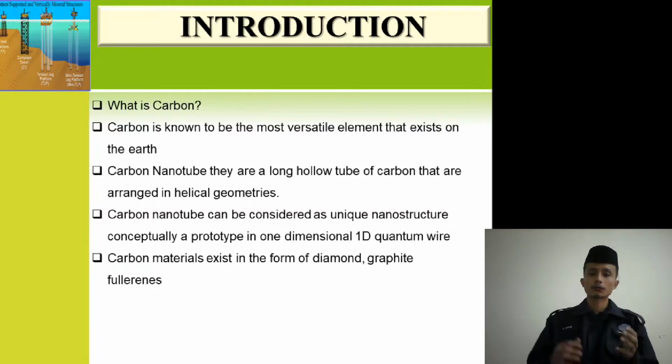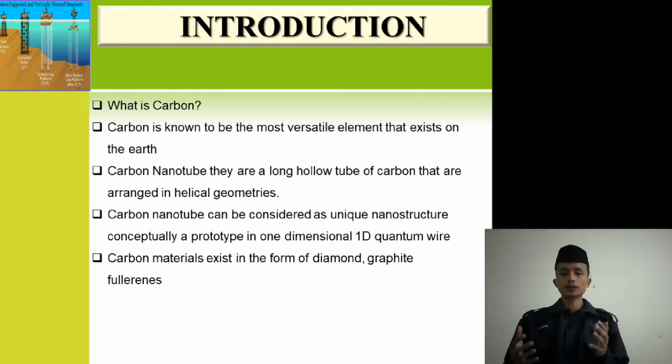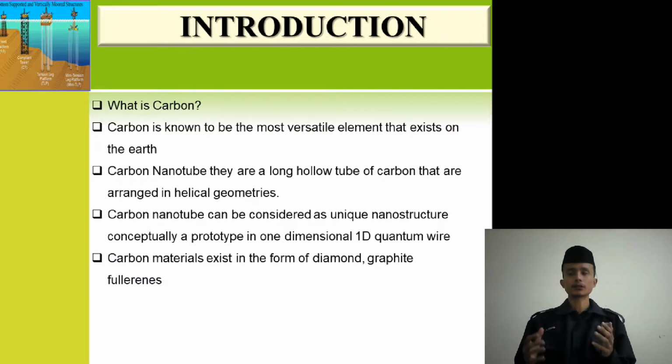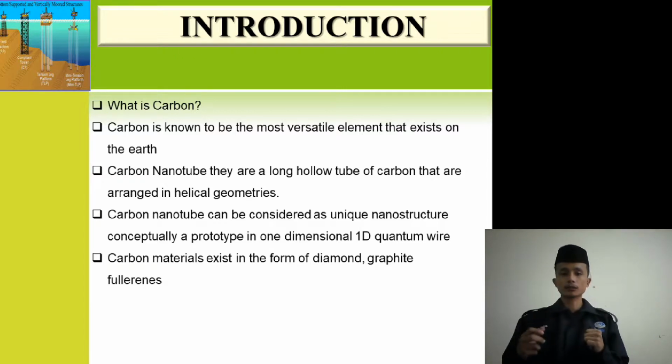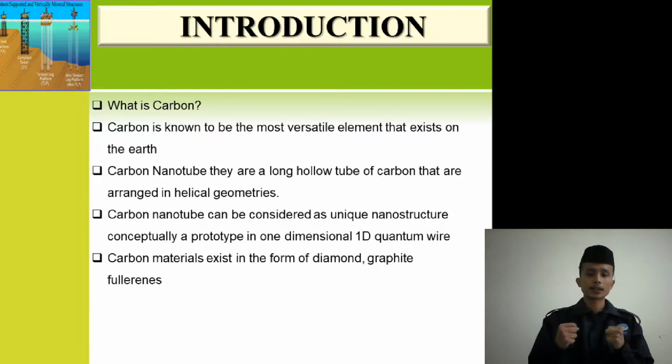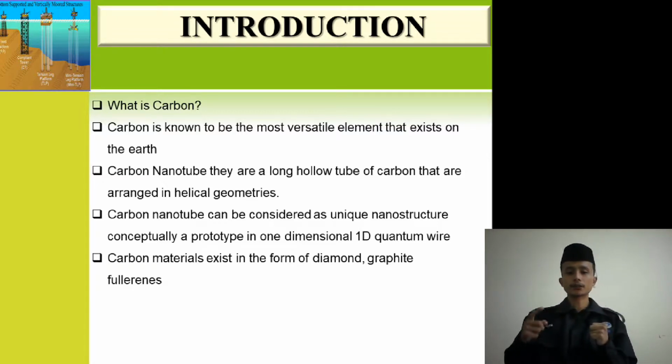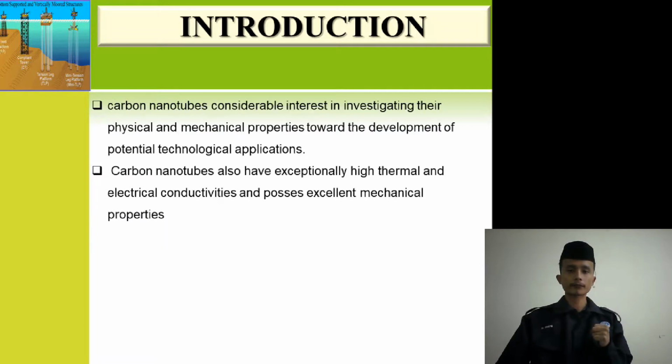Okay, first of all, what is carbon? Carbon is known to be the most versatile element that exists on the earth. From carbon we can produce carbon nanotubes. Carbon nanotubes are long hollow tubes of carbon arranged in helical geometries. A carbon nanotube can be considered a unique nanostructure, conceptually a prototype one-dimensional (1D) quantum wire. Carbon material also exists in the form of diamond, graphite and fullerene.